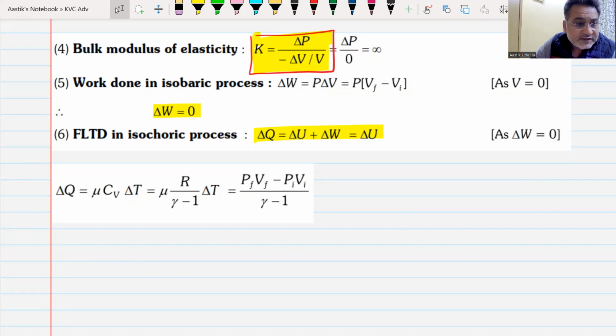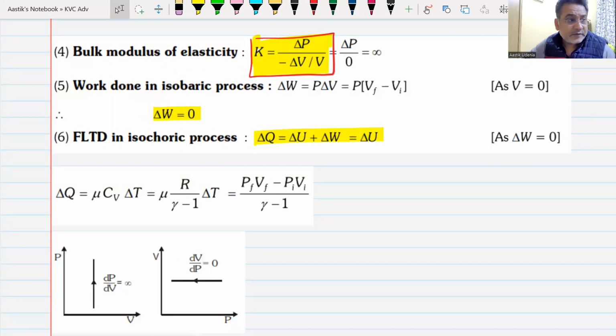Let me see if I have not missed any point. I think everything is noted here. The only thing is sometimes they might give you the graph between V and P. So you can note down the other graph as well. The graph between P and V, the slope is infinite. The graph between V and P, the slope will be 0. So I'll give you 2 minutes to note this down.